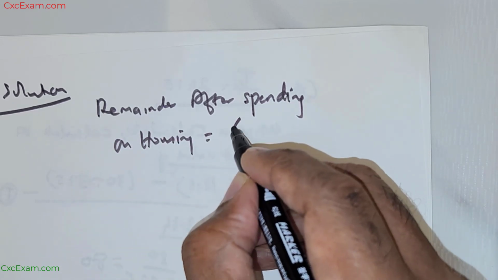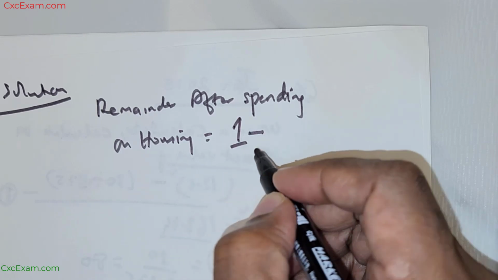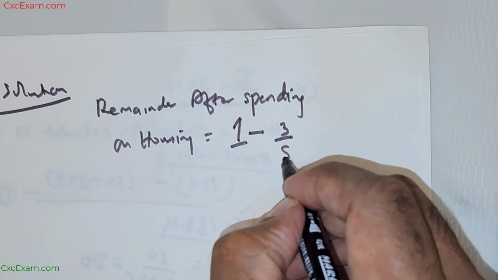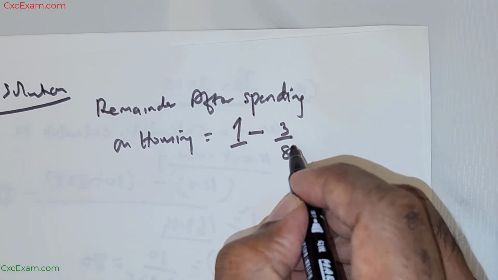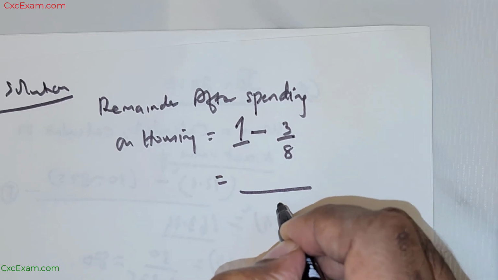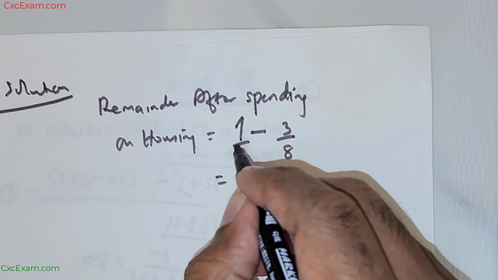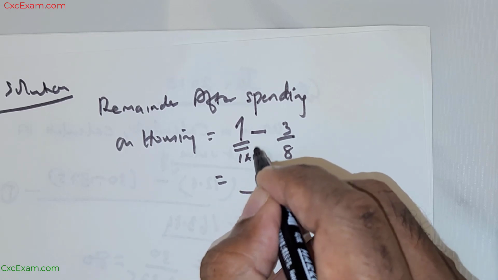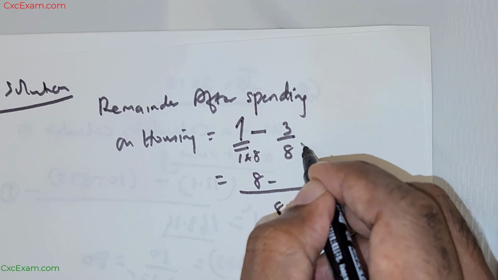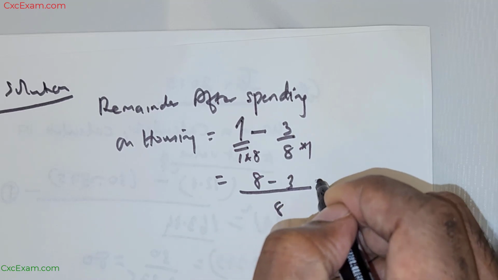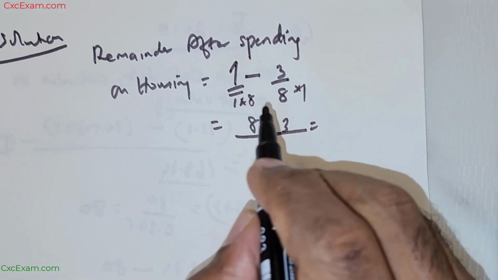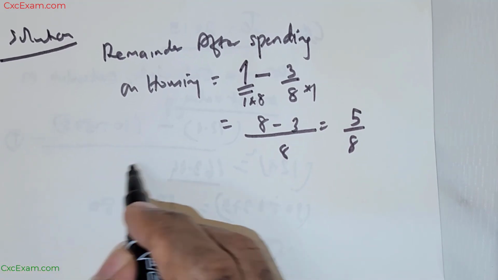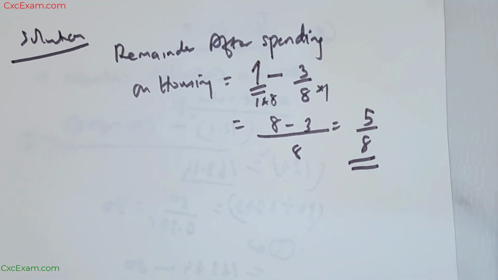So how are you going to calculate? You take the number 1. From 1, you take away the fraction that has been spent on housing. That's going to be 3/8 here. So you take the LCM as 8. There is a denominator 1 there. So 1 divides 8 times. So 8 into 1 will give you 8. 8 divides 8 once. So 1 into 3 is going to be 3. From 8 you take away 3, you get 5/8. So this is the remainder after spending on housing.